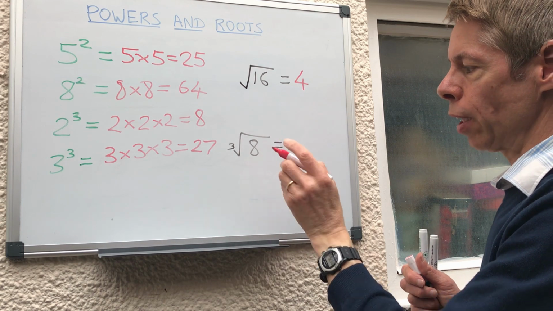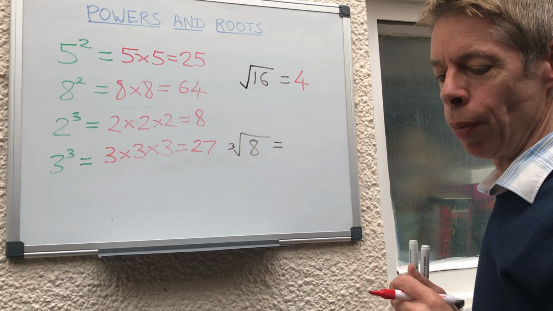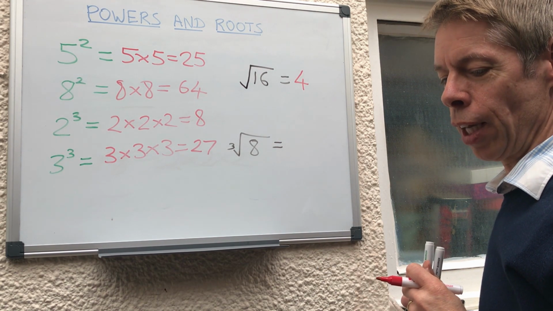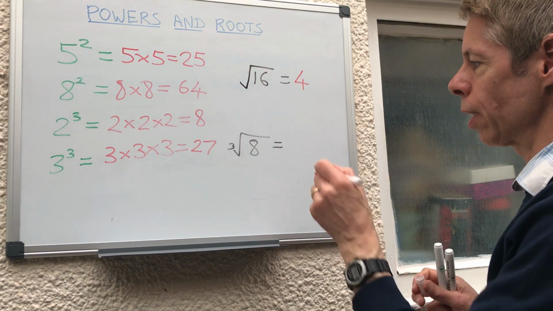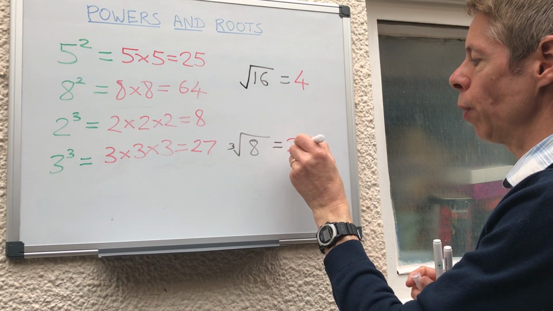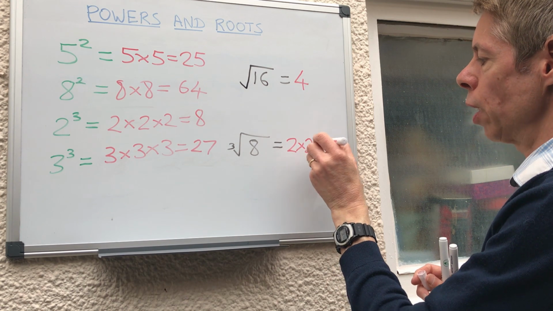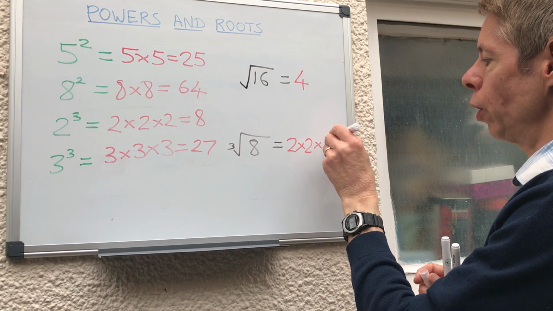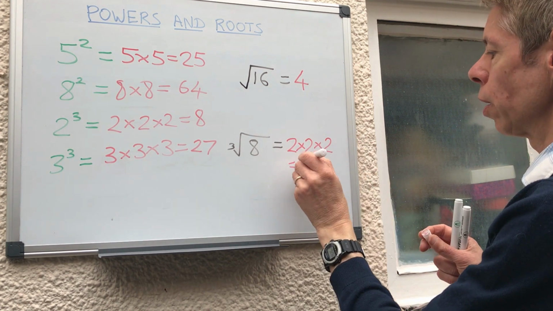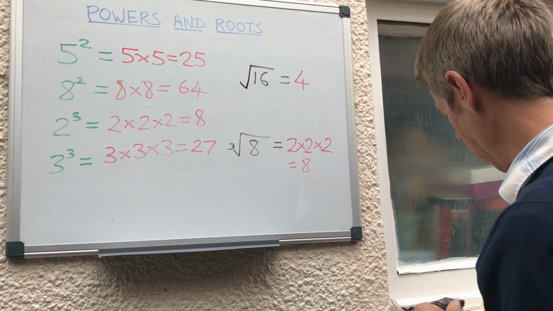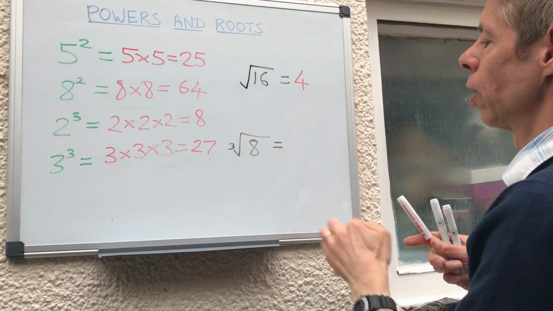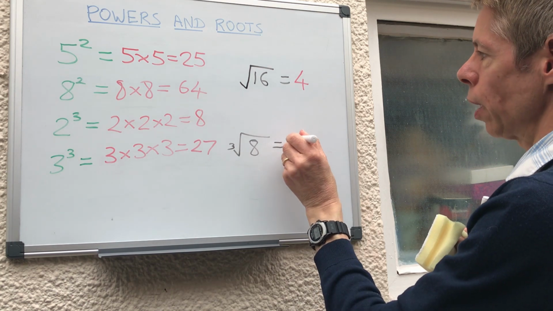The cube root of 8. What number do you need to multiply by itself, then multiply by itself again to give 8? So 2, if you multiply it by 2, you get 4. Times it by 2 again, you get 8. So in other words, the cube root of 8 is 2.